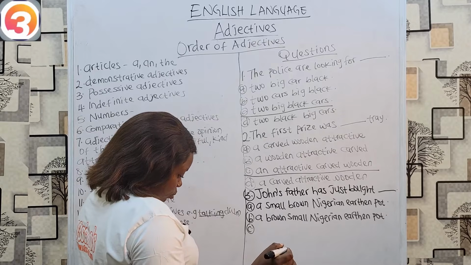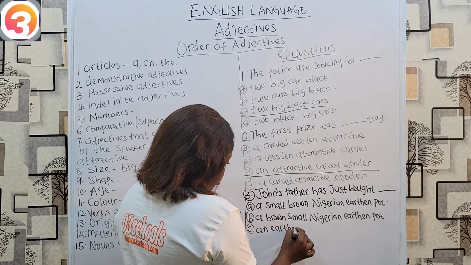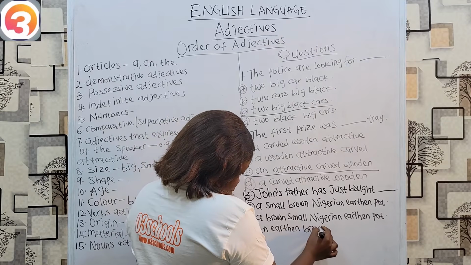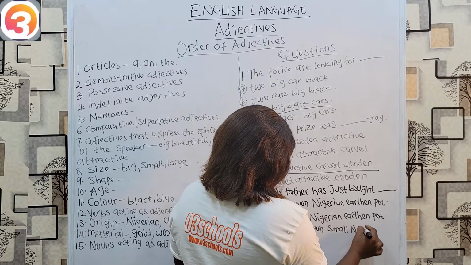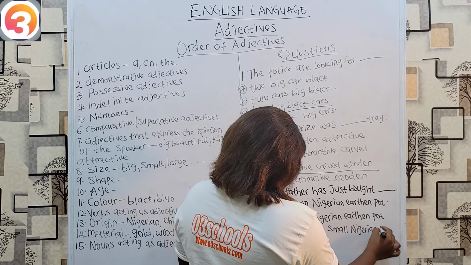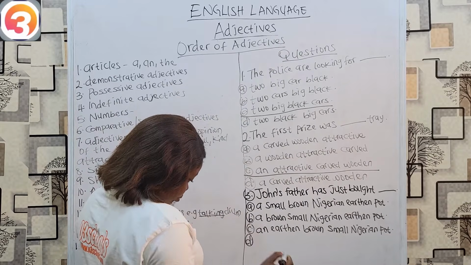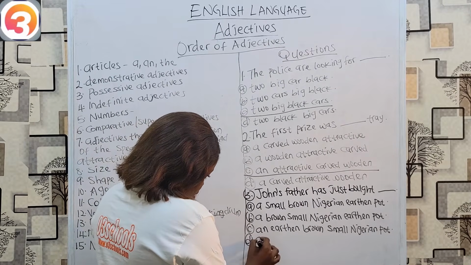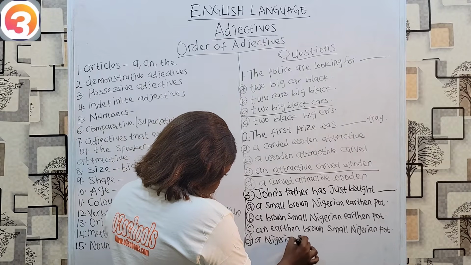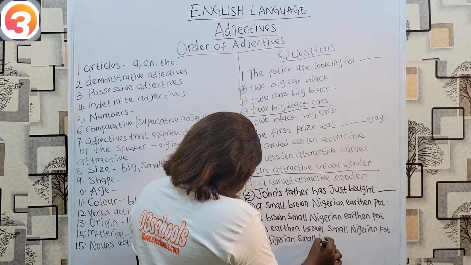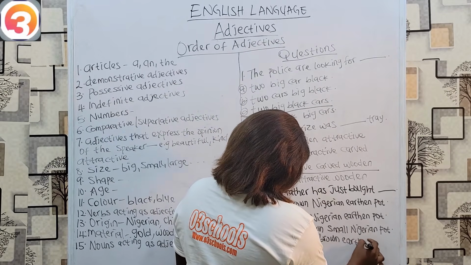C, an earthen brown small Nigerian pot. D, a Nigerian small brown earthen pot.